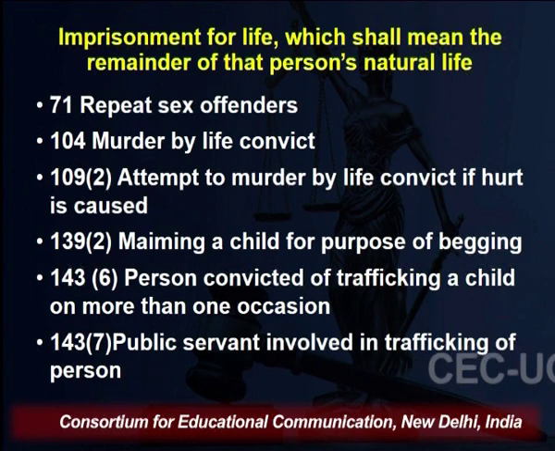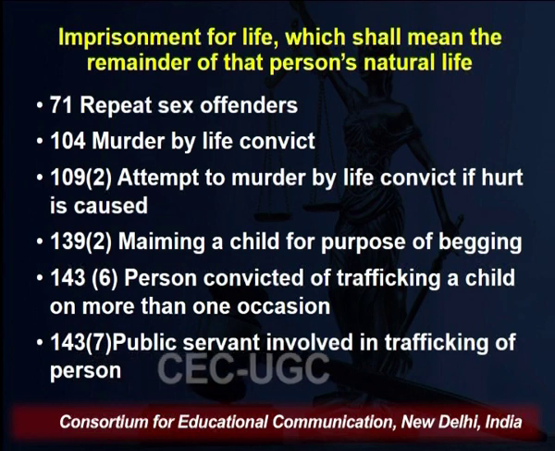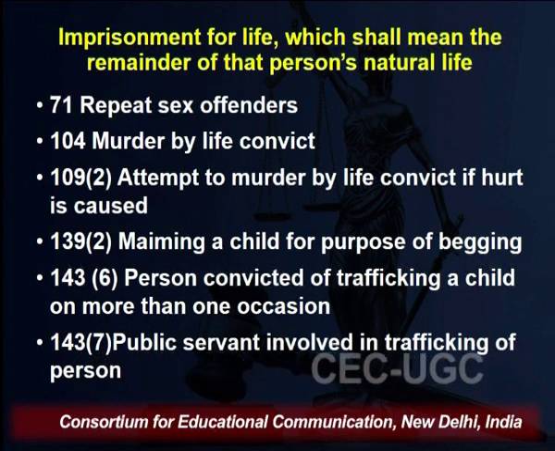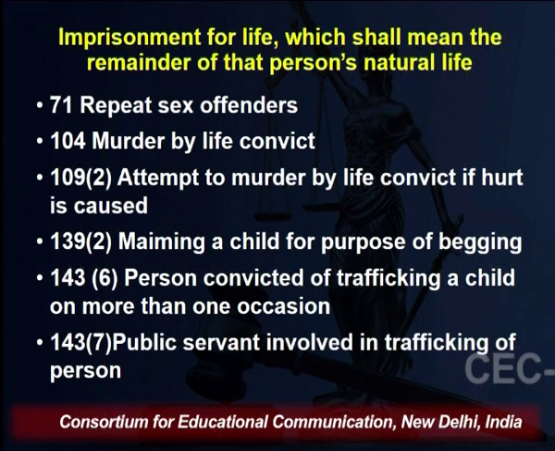Section 143 subsection 6, person convicted of trafficking a child on more than one occasion. Section 143 subsection 7, public servant involved in trafficking of person. So, that is imprisonment for life, which shall mean the remainder of a person's natural life.